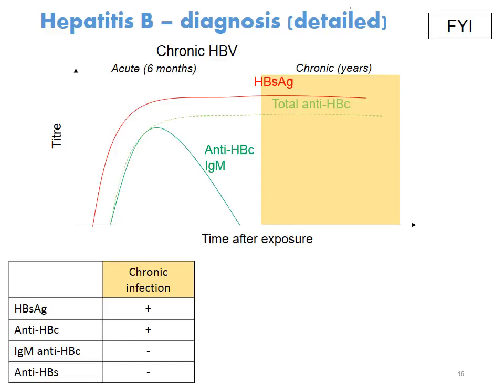At the stage of chronic infection, the person has already been infected for some time, so the IgM antibodies against the hepatitis B core antigen have already disappeared. And since the person is not immune to hepatitis B infection, there are no anti-HBs antibodies produced.